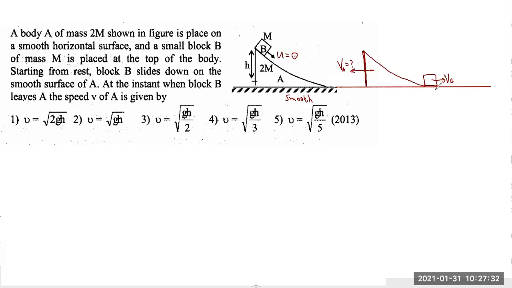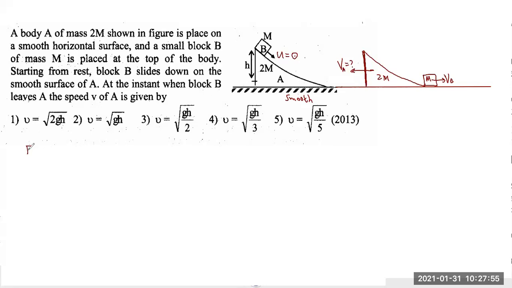Right. Two unknowns are there, unfortunately. One is the speed of A. The other one is speed of B. This mass is capital M, this mass is 2m. If there are two unknowns, we need two equations. We can't do this with just one equation. Okay, right. So let's start. You can apply energy as well as momentum. Energy and momentum.